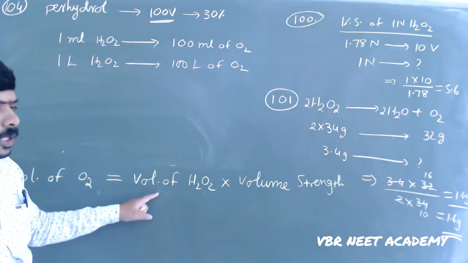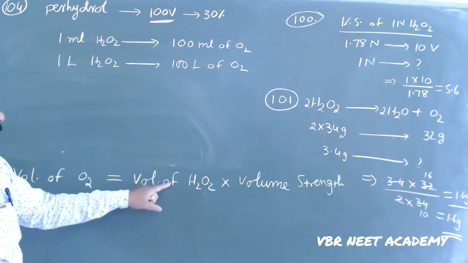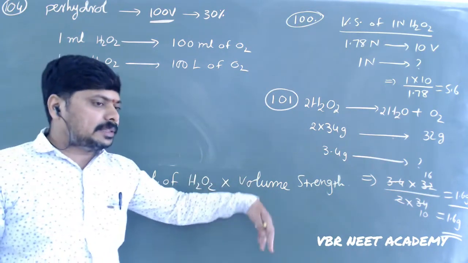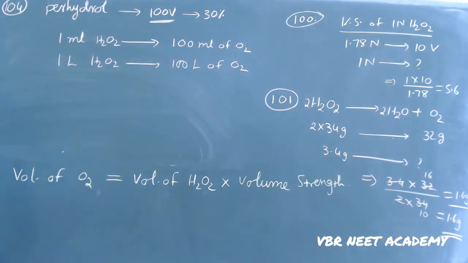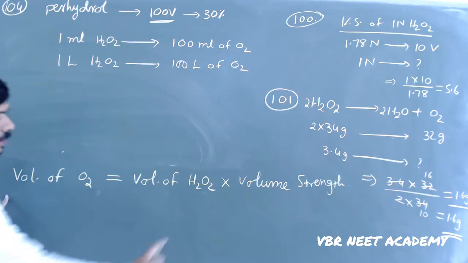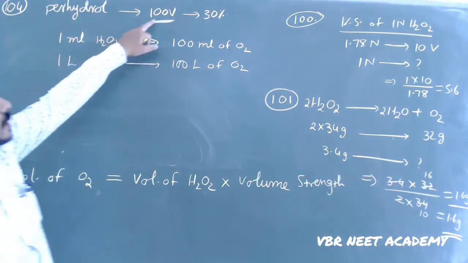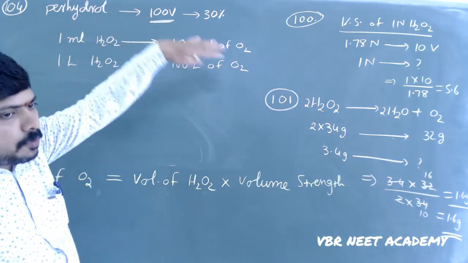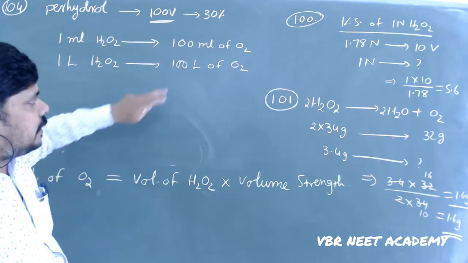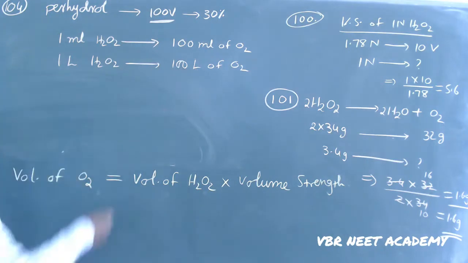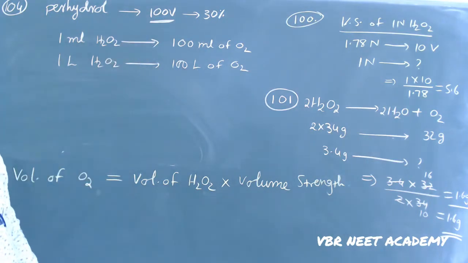If I take 100 ml, 100 into 100, 10,000 ml is the volume of oxygen gas obtained. So this is the oxygen gas liberation. This 100 indicates 100 times its volume of oxygen liberation. That's what we are going to get. Understand? Now they are asking the question: 1.5 liters of oxygen gas at STP, the volume of Perhydral which on decomposition gives 1.5 liter.